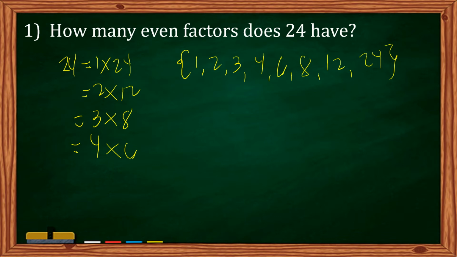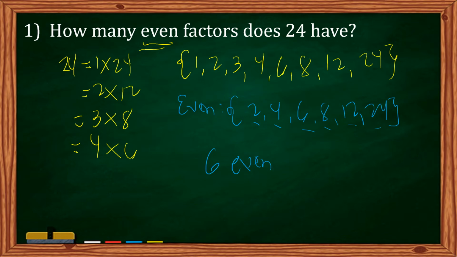But our problem is how many even. So, we are asked to find the even factors. So, ang even natin or even factors are 2, 4, 6, 8, 12, and 24. So kung bibilangin natin yan, 1, 2, 3, 4, 5, 6. So we have 6 even factors. So this is your final answer.